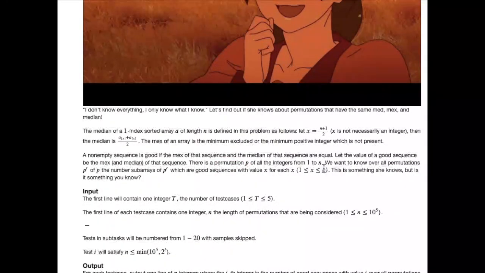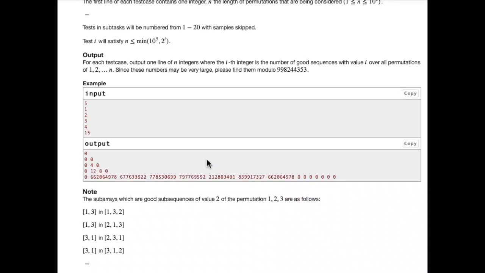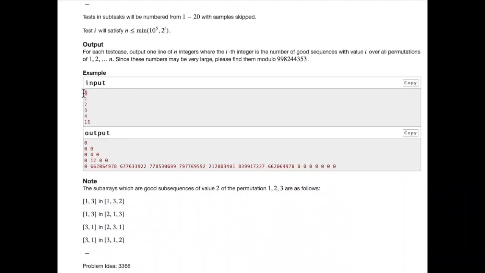So out of our permutations, we want to know the number of subarrays inside any permutation that are good with a value x, and then we'll iterate this value x from 1 to n. So here is the example put here. The first integer is the number of test cases, and there are 5 integers, 1, 2, 3, 4, 5, and each integer represents n, and n means we will go from 1 all the way to n for iterating it. So for example, when n equals 3, that means we have to return 3 results.